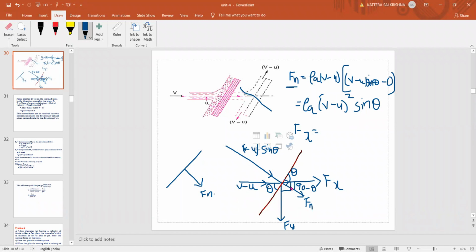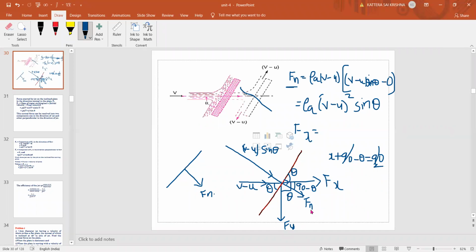Remember one thing: the total angle between Fx and Fy is 90 degrees. This angle we don't know, so let us take it as x. So x plus 90 minus theta equals the total angle 90. These are the two angles, which should be equated to 90. We have 90 minus theta, and the remaining angle we don't know, x. So x plus 90 minus theta equals 90. The 90 gets cancelled, and x becomes theta. So in between Fy and Fn, again we get the angle theta. That is the meaning.